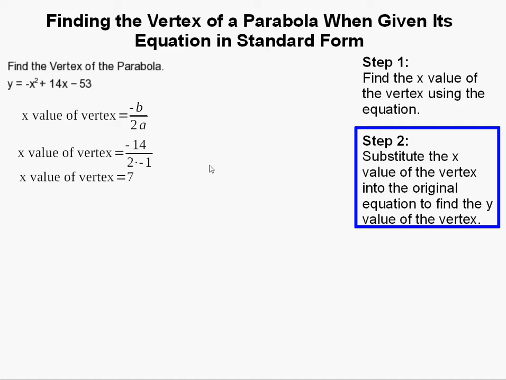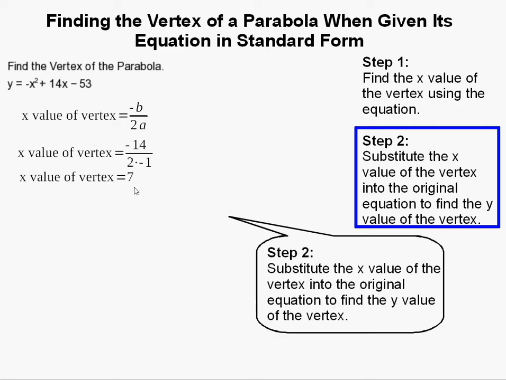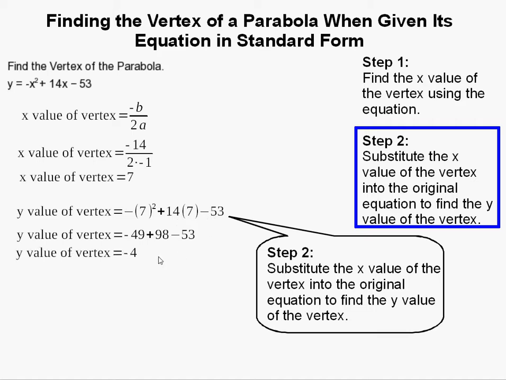So now the simplest way, I think, is to take that x value and simply substitute it into the original equation. I take that 7 that I got from finding the x value and just substitute it in. Then I evaluate right here, and I get negative 4. That tells me the vertex will be at 7, comma negative 4.